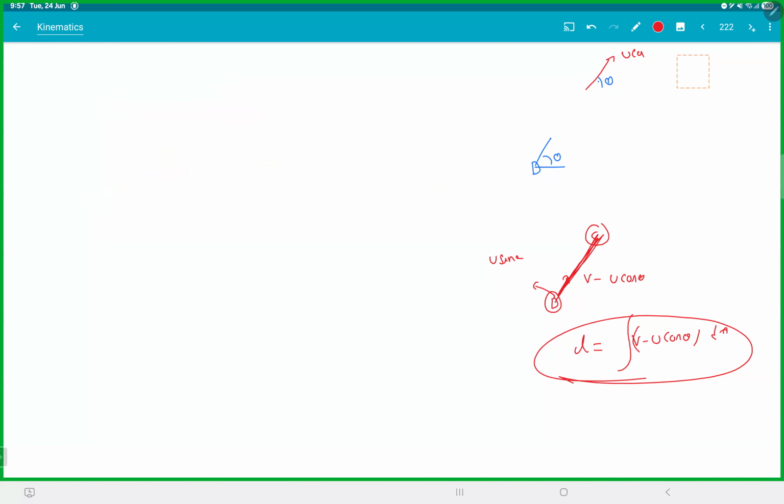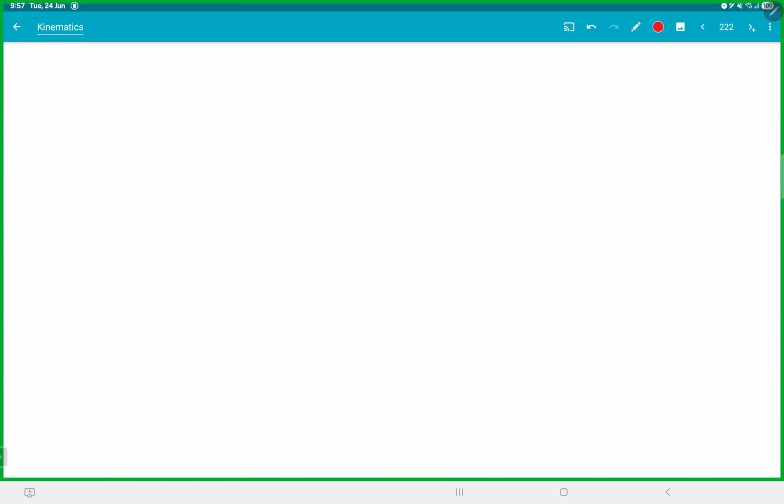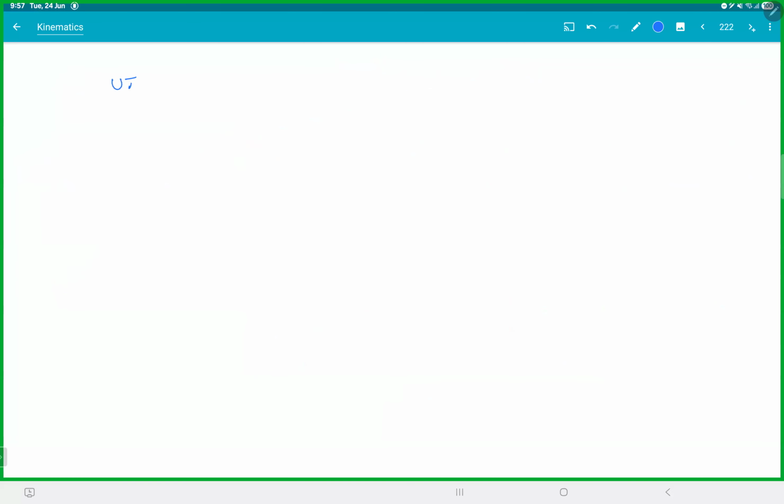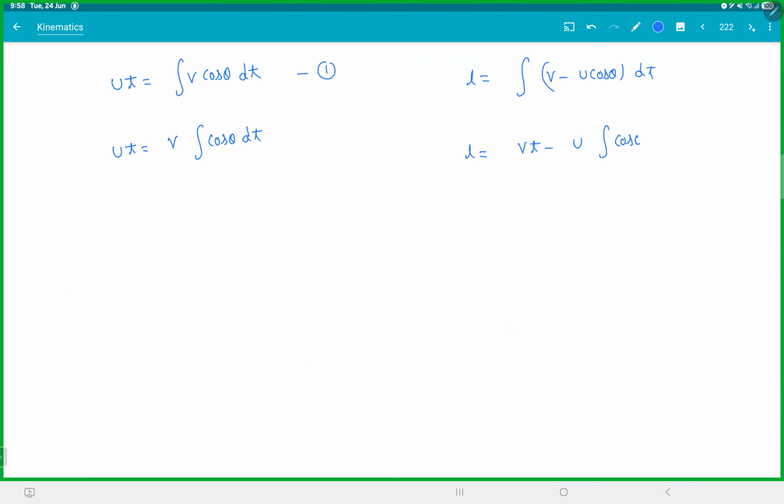And every other situation that I give you in this model will be like this only. They'll start from here. So there we got the two equations, which is ut is integral v cos theta dt. Remember, I don't know theta, I don't know dt. The second was L is equal to integral v minus u cos theta dt. So this is ut, v is anyway constant, so I get integral cos theta dt. So this is L, this is vt minus u integral cos theta dt.